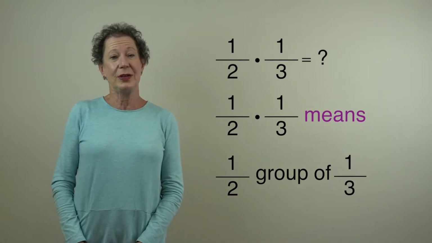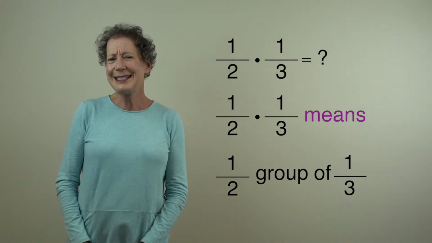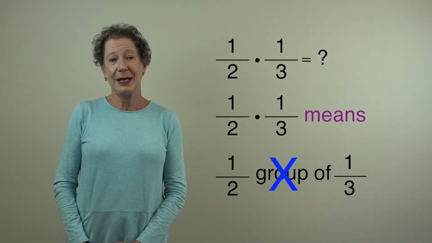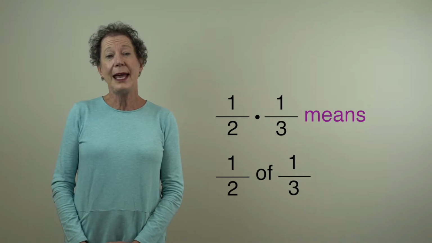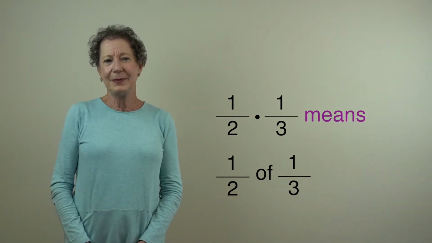Now let's look at a fraction multiplication problem, such as 1/2 times 1/3. 1/2 times 1/3 must mean 1/2 group of 1/3. That doesn't totally make sense, but 1/2 of 1/3 does make sense. 1/2 times 1/3 means 1/2 of 1/3. Let's see what that is.